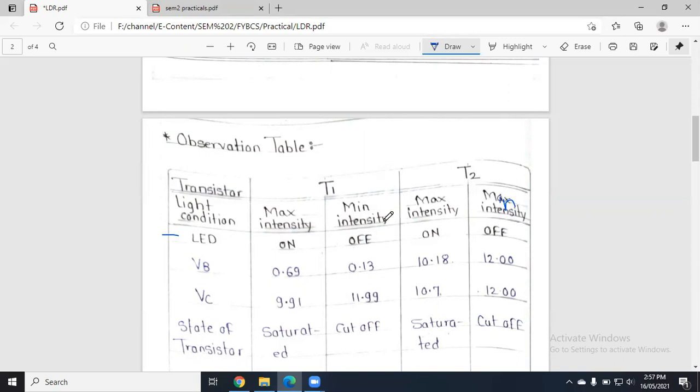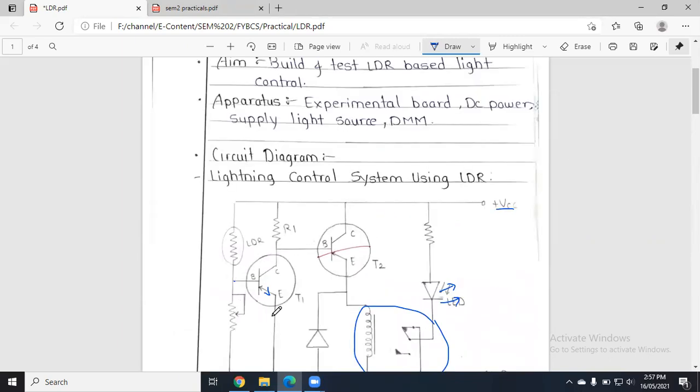Now what we have to do for the transistor: first of all, I will explain the entire practical for transistor T1, and then we'll go for T2. Now what is happening here? Whenever the LED is on, we have to measure the base voltage VB of transistor T1. So this is my transistor T1, and VB is the base voltage, the voltage at this point.